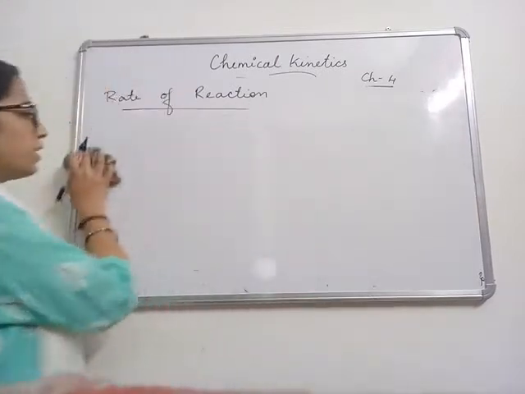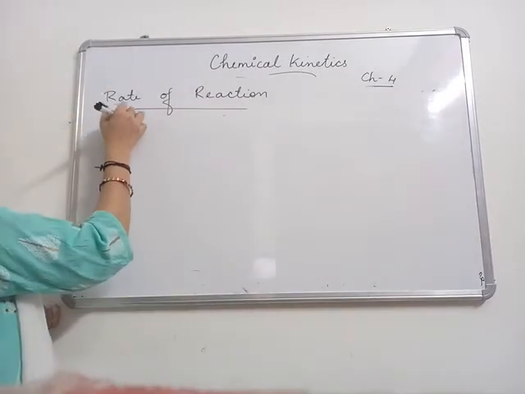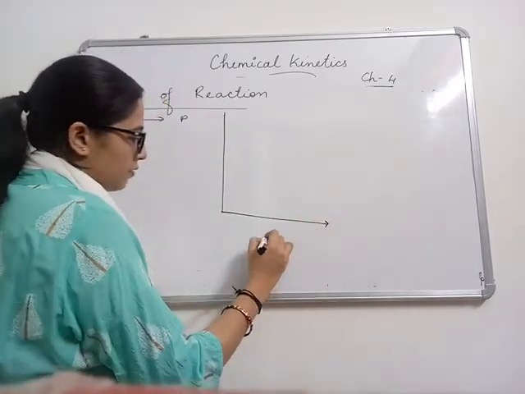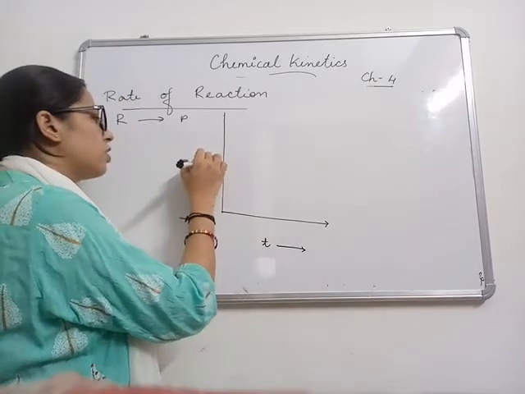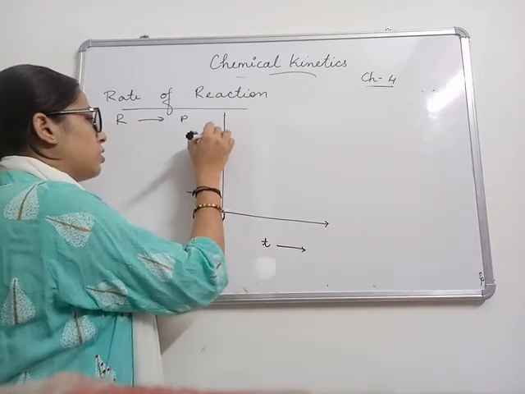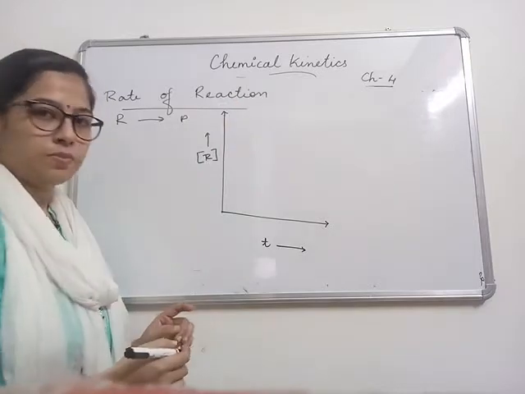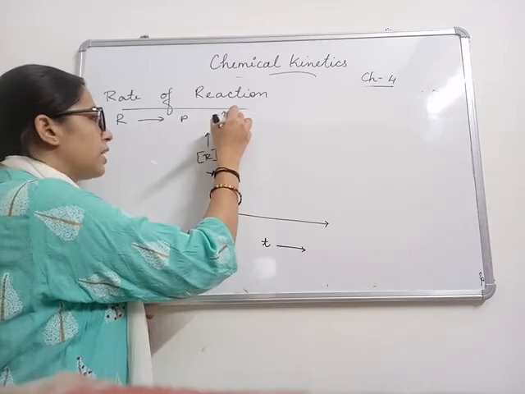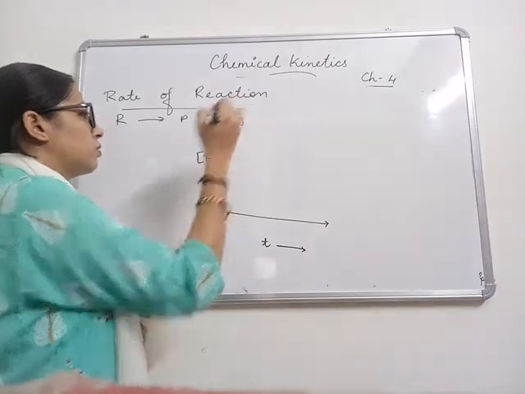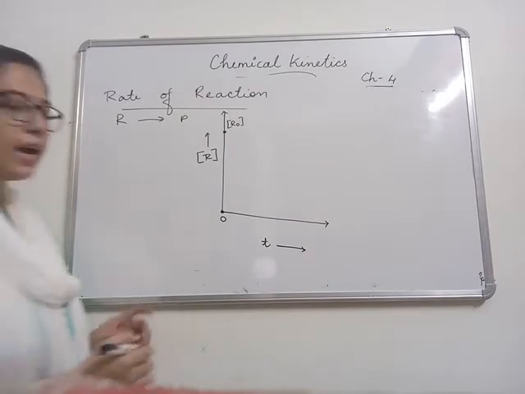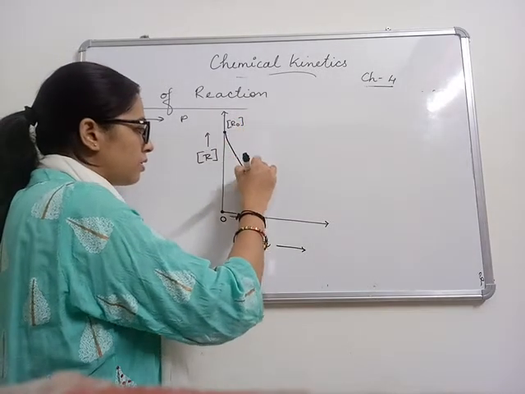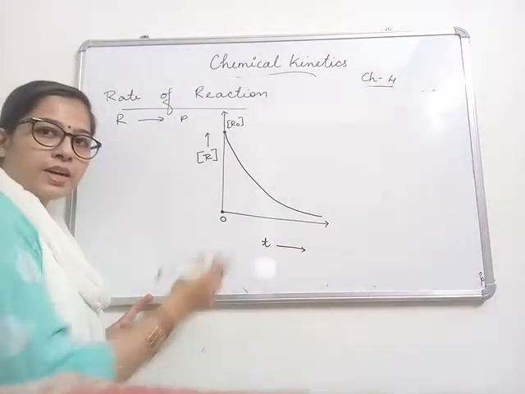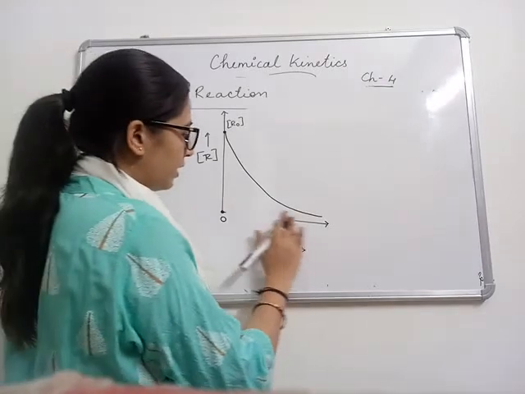Now when we talk about the rate of a reaction, we will make a graph. So in this particular graph, we are plotting time against the concentration of the reactant. Square bracket indicates the concentration. So initially when the time was 0, you had maximum reactant, this [R]0. This is the initial concentration of the reactant. As the time progresses, the amount of the reactant decreases and it goes like this. So this is the graph that you get.